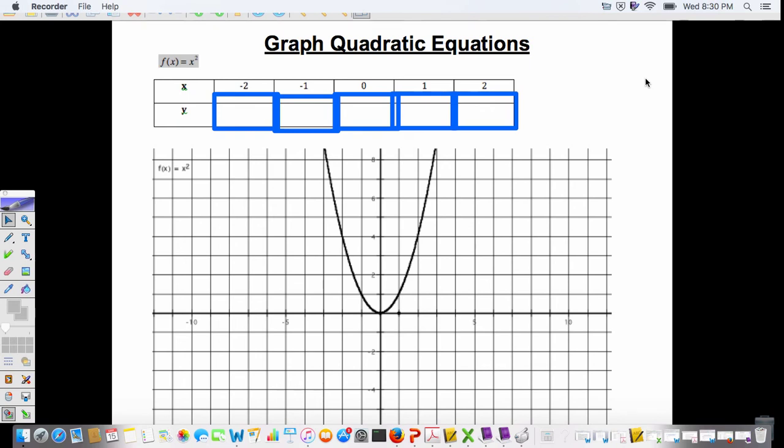We're going to be graphing quadratic equations today. We're going to start with the function f of x equals x squared. You know this is a quadratic because the power on the x is 2. So we'll start with a table that's been already designed for you.